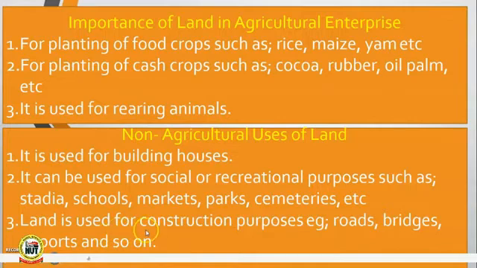Number 3. Land is used for construction purposes. And what are those purposes? For road construction, for bridge construction, for airport construction, and so on. So whenever land is used for road construction, for bridges, for airports, it's not for agricultural purpose, okay?